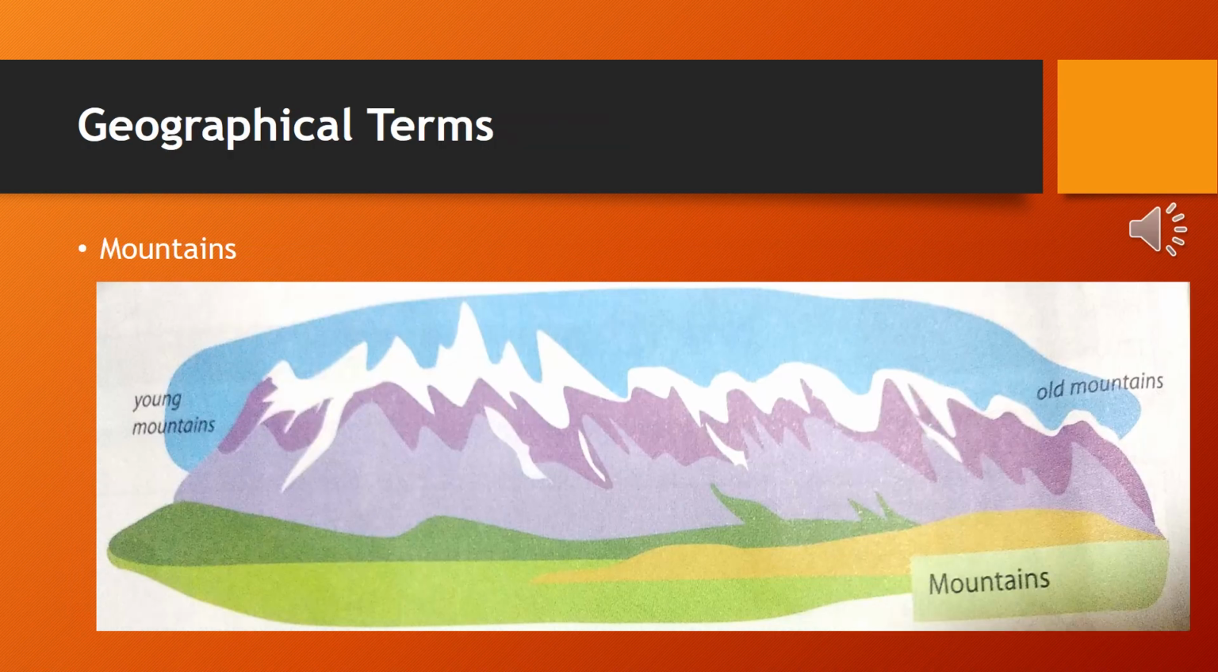Mountains are lands much higher above the sea level. There is no fixed height from where a hill becomes a mountain. Usually mountains are 2,000 to 3,000 meters above the sea level. Mountains with pointed and sharp tops are called young mountains. The age of these mountains is between 1.5 to 66 million years. And mountains with rounded and worn-out tops are called old mountains.